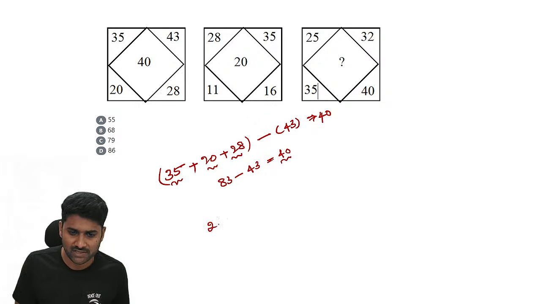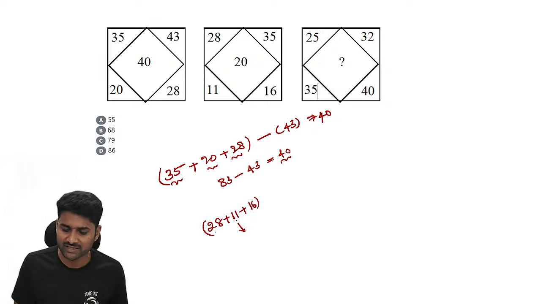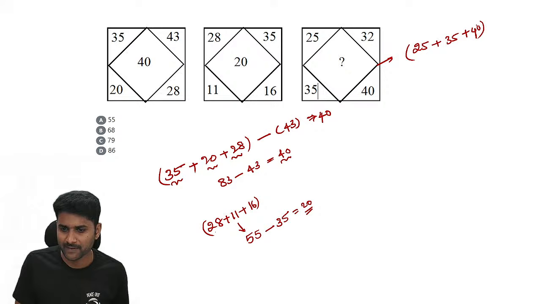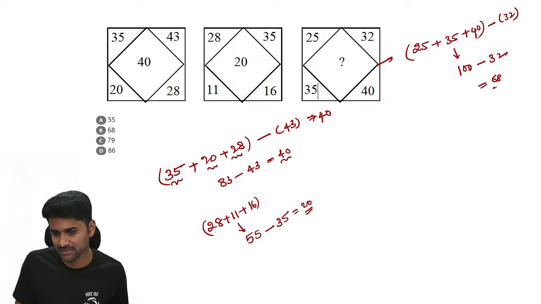You can check in the other case: 28 plus 11 plus 16. Go through the sum here. 28 plus 11 is 39. 39 plus 10 is 49. 49 plus 6 is 55, minus 35. The resultant is 20. Same way here, 25 plus 35 plus 40, subtracted 32 units. So 25 plus 35 is equal to 60. 60 plus 40 is 100, minus 32. The resultant is 60.